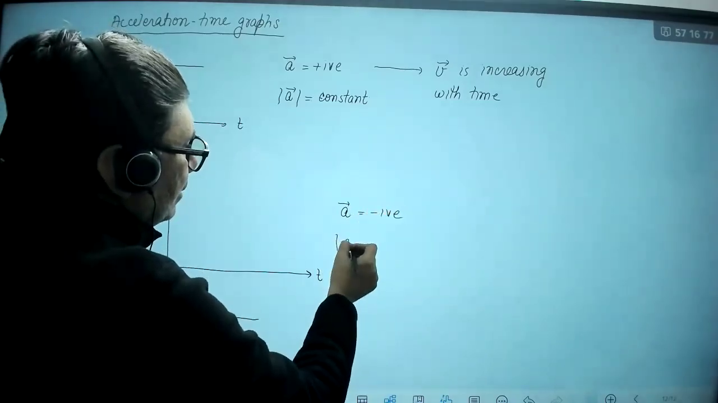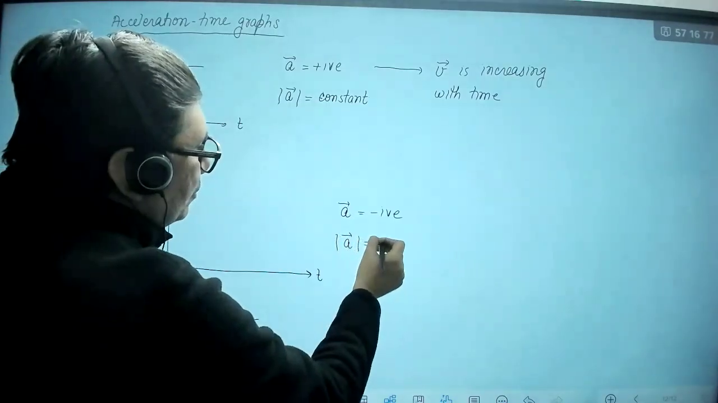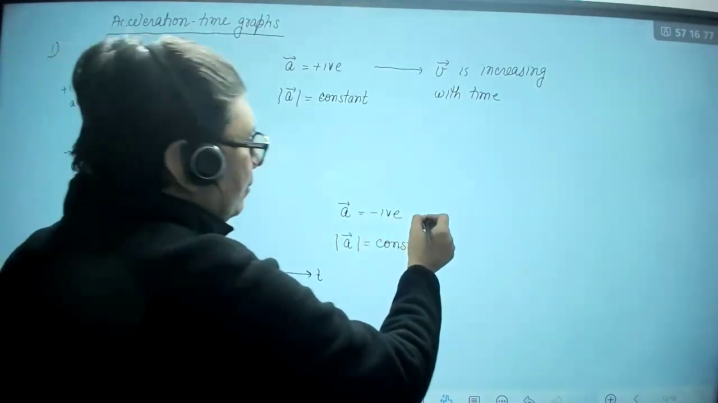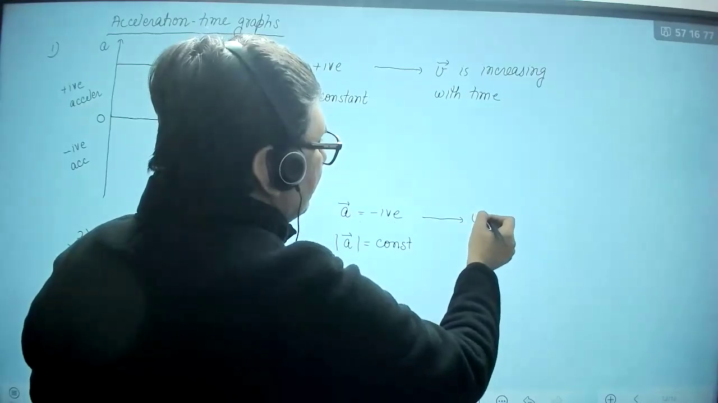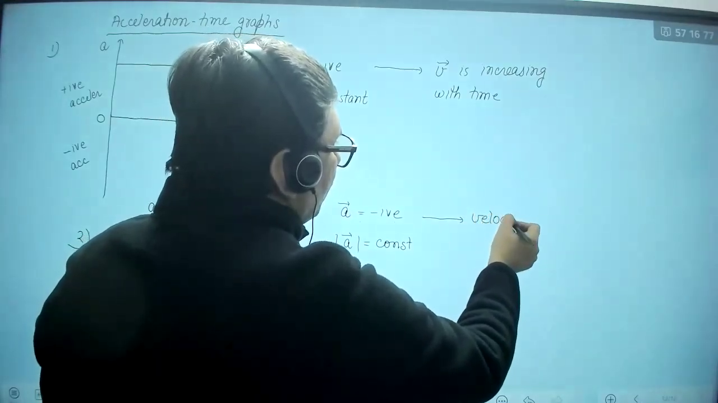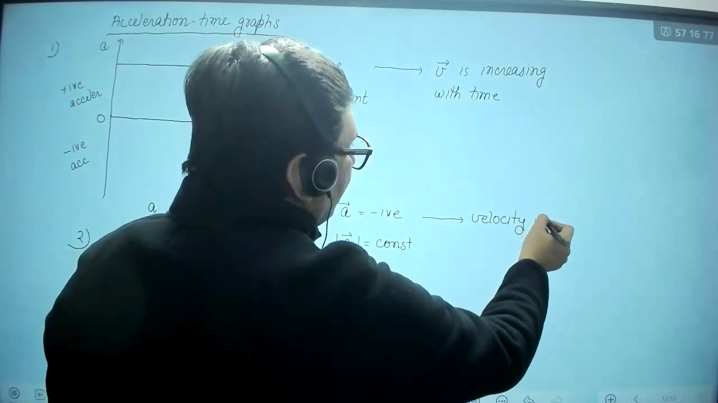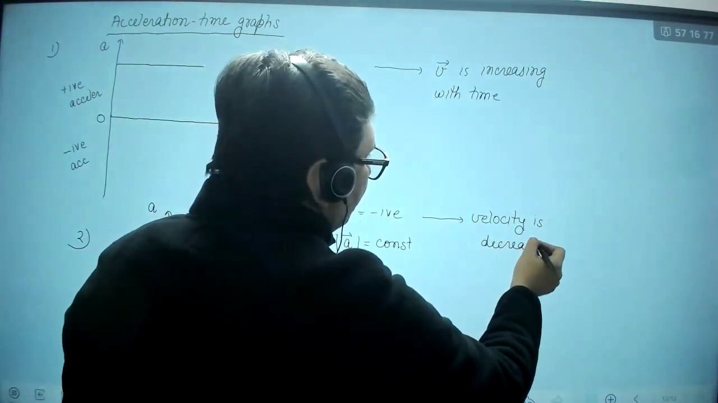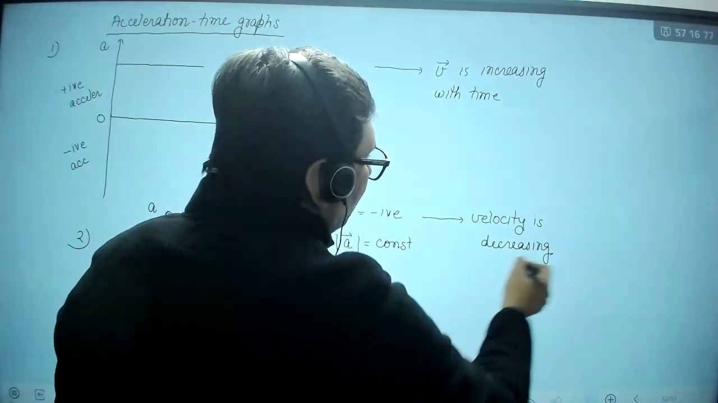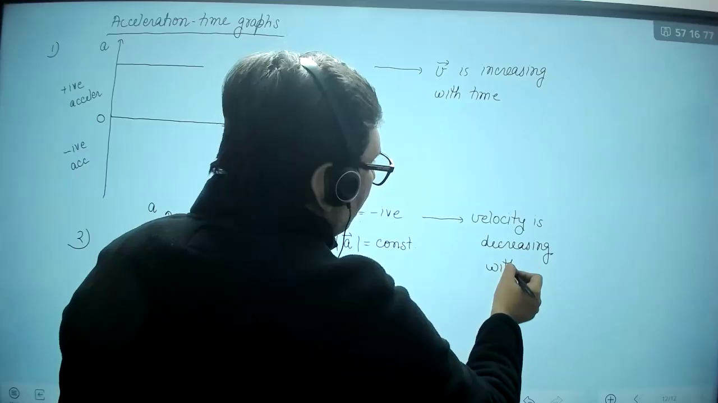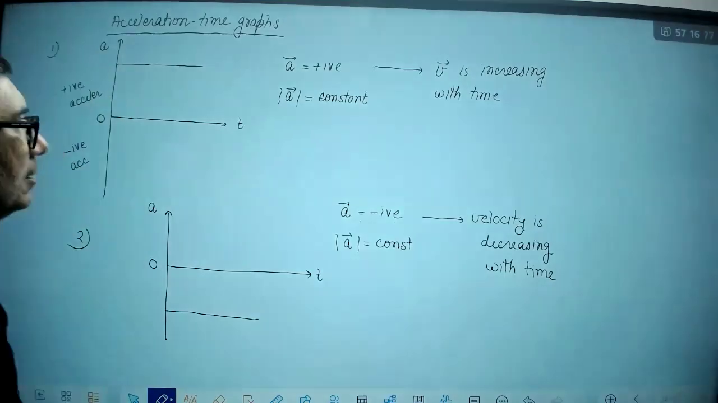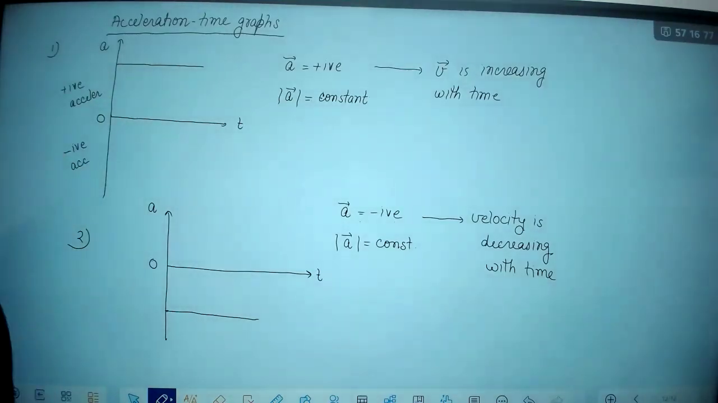Second, magnitude of acceleration is constant. I can say this. And because acceleration is negative, velocity is decreasing with time. So I can draw only these conclusions from these graphs. Okay? From this graph, I can draw this conclusion.